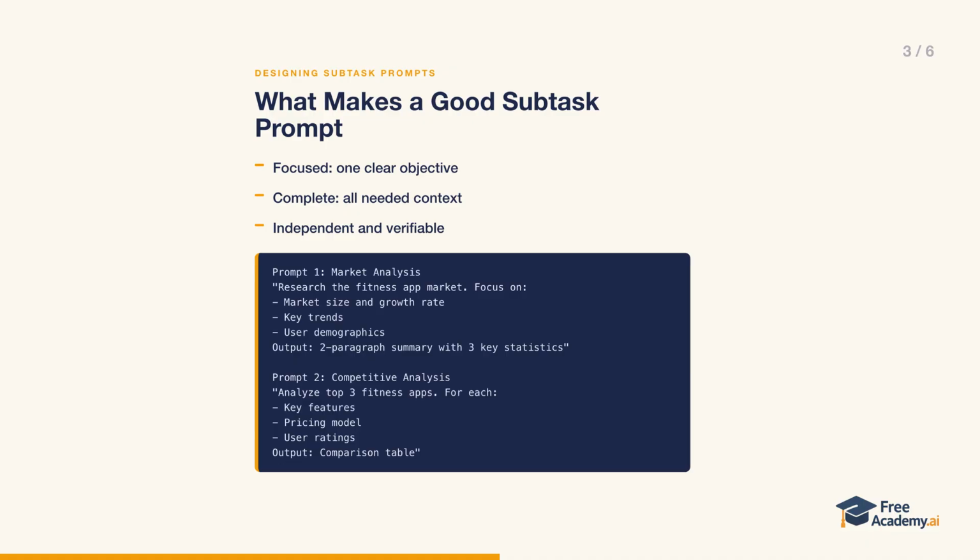Watch how the decomposed approach turns that messy business plan into clean, separate prompts. Prompt 1 researches the fitness app market and asks for a 2-paragraph summary with 3 key statistics. Prompt 2 analyzes the top 3 apps and asks for a comparison table. Prompt 3 takes the context from the first 2 and writes a product description highlighting your unique value. Each prompt does one job well, and you can check its output before moving on. That's the whole point of decomposition.